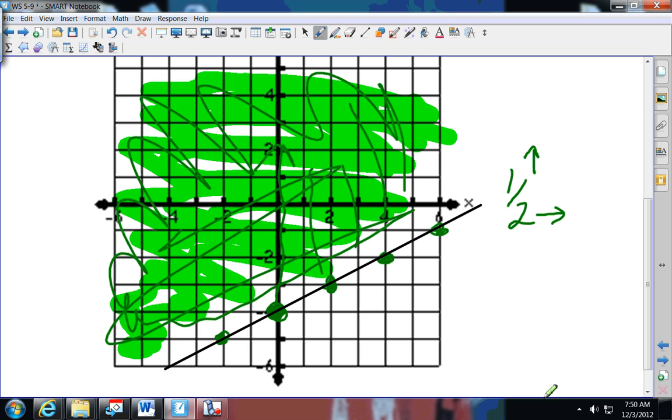Okay. Everything in that shaded area is a solution. Everything on the line is a solution. What they're going to test you more than anything about is the points on the line. They want to know if you know the difference between greater than and equal to.